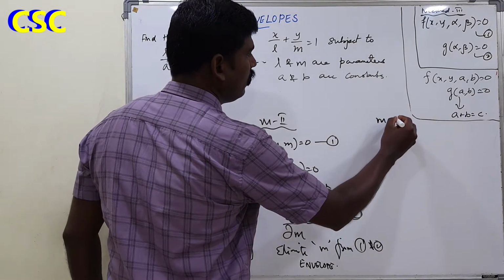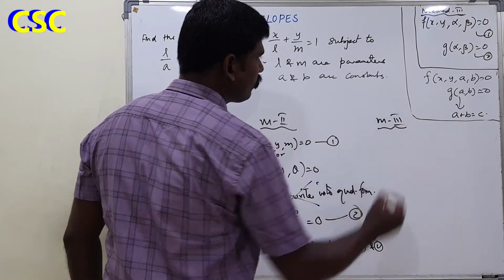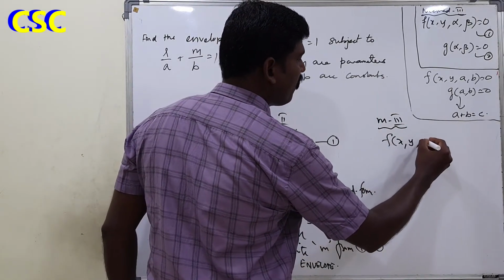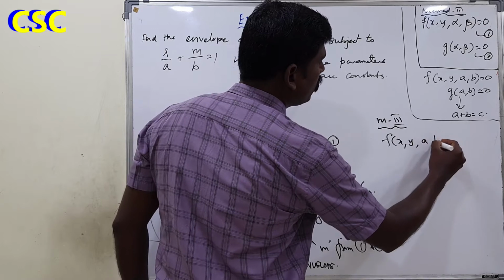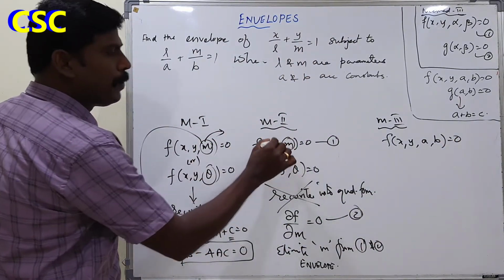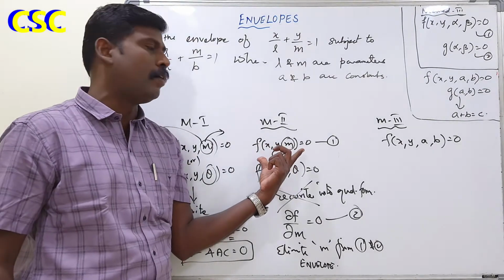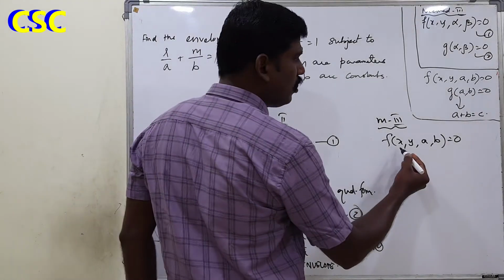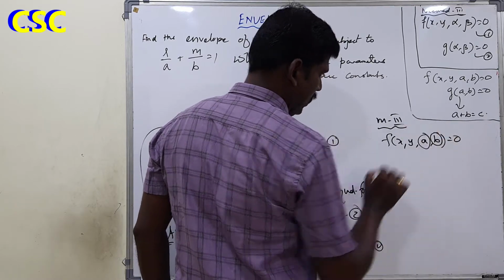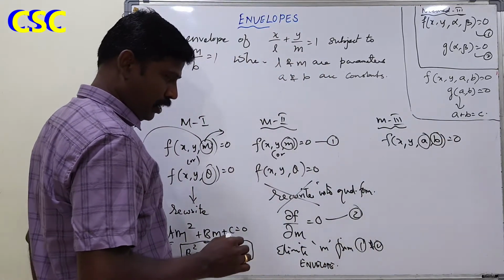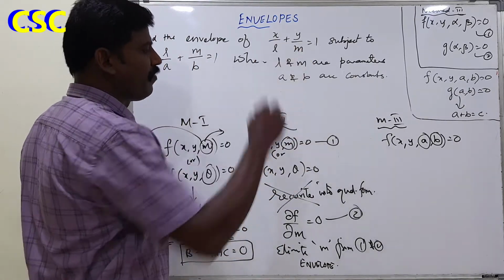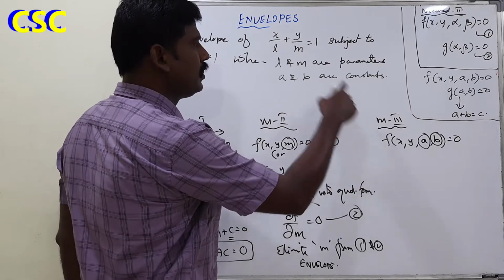And then method 3. Suppose the given family of curves has more than one parameter, that is, 2 parameters. Here there is only 1 parameter involved in the members of the family of curves, but this is also a member of a family of curves involving 2 parameters. A and B are 2 parameters. Such a curve is given. Then how to find the envelope of this family of curves? That is what we are discussing here.